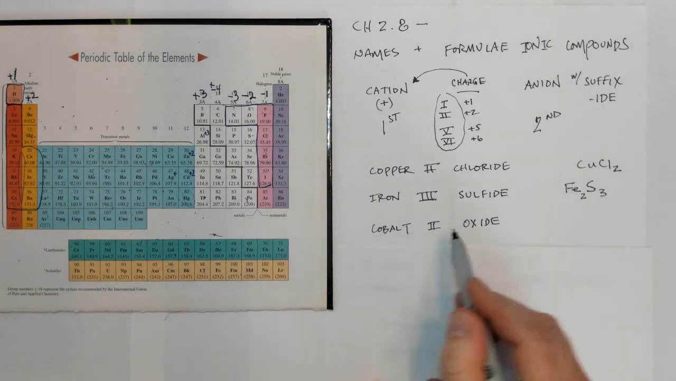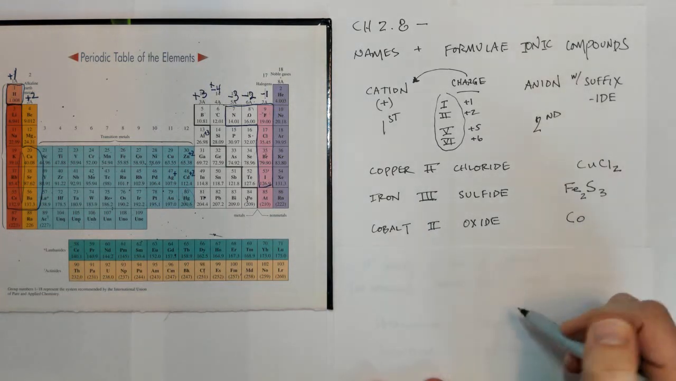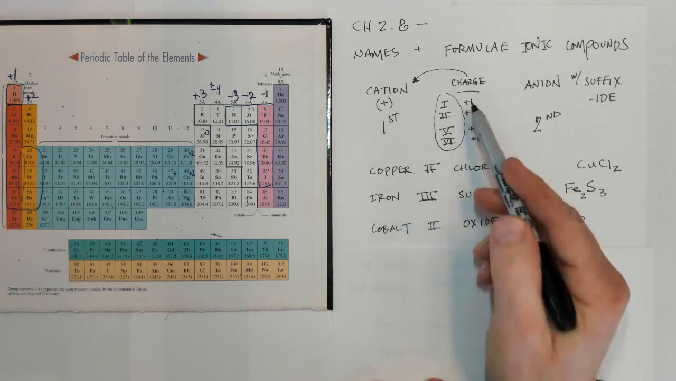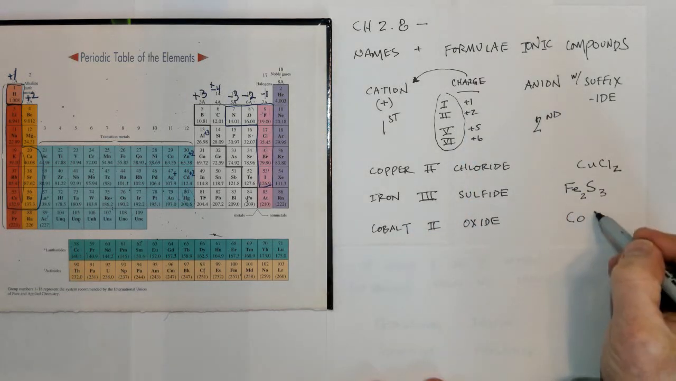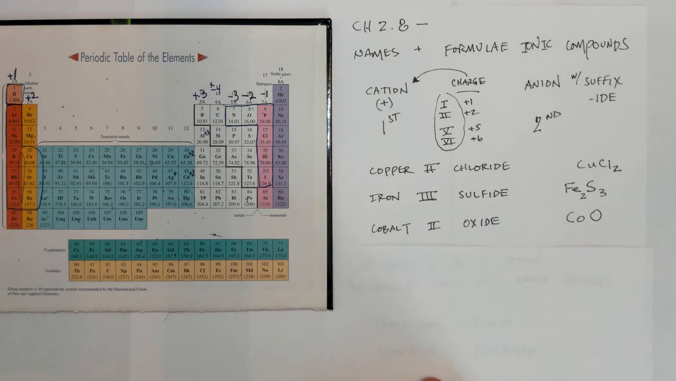Here's a third example, cobalt(II) oxide. Cobalt is the cation. It would have a positive 2 charge because there's a Roman numeral 2. And oxide, of course, would be the element oxygen, and it's just CoO.